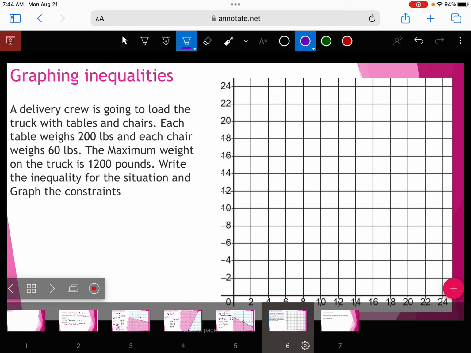What's a piece in here that we can see? Something we might be able to use to write an equation.